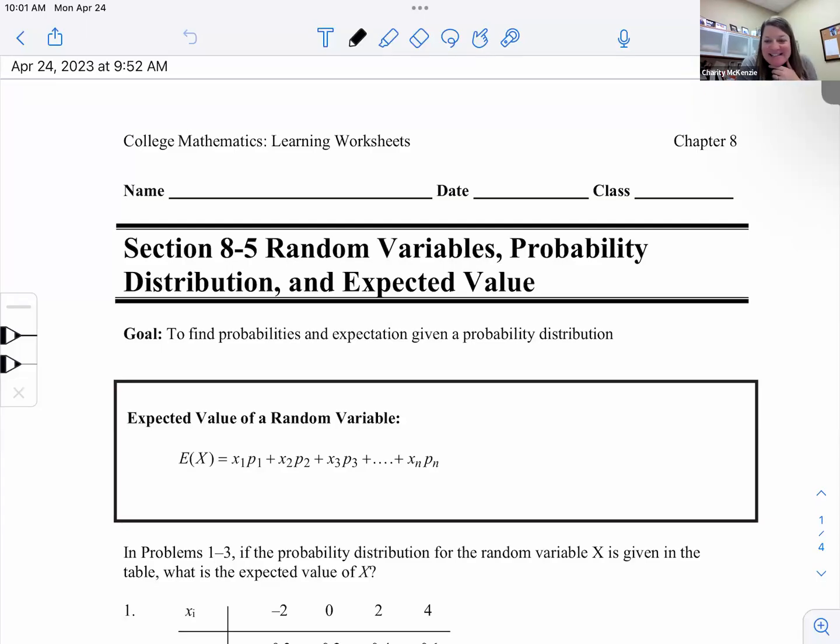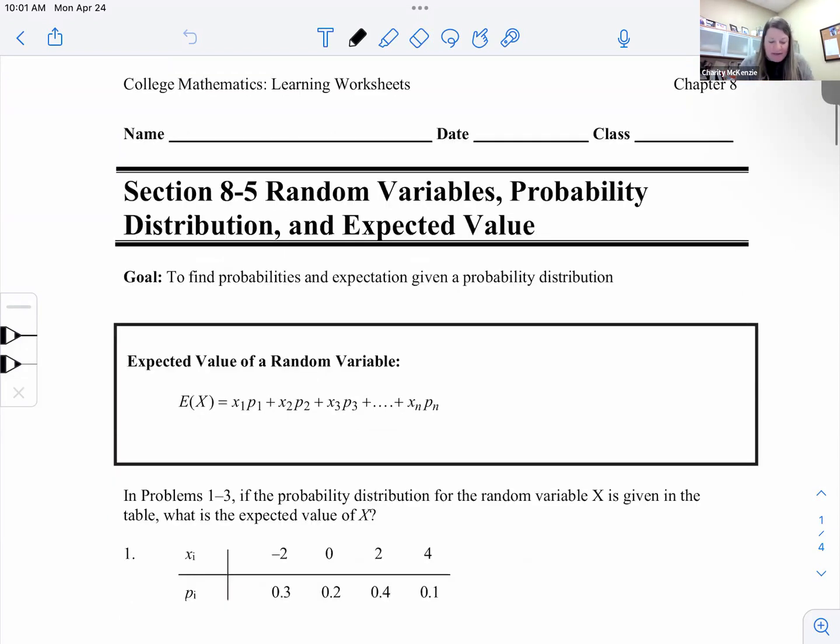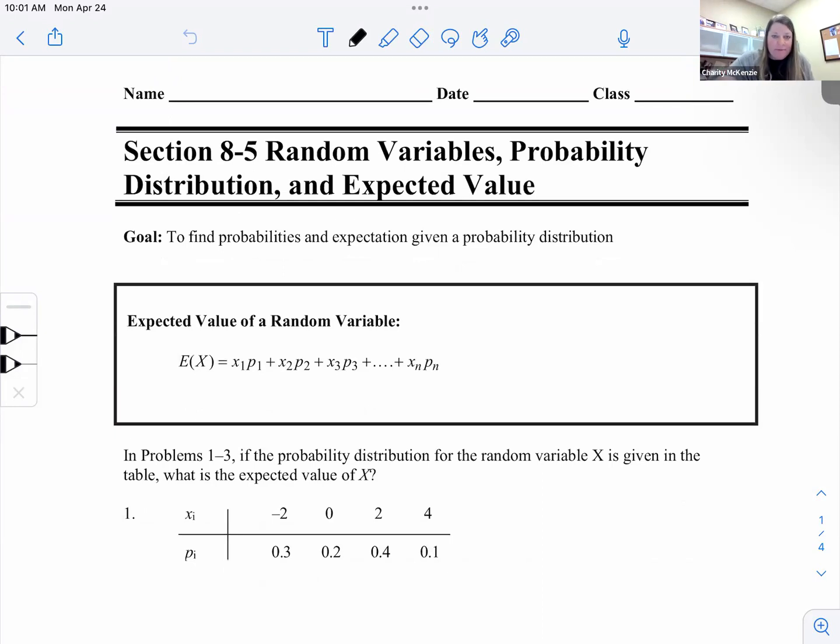All right, so this lesson is going to be on 8.5, and they call it random variables, probability distributions, and expected value. Really, expected value is our big idea. So if you look at this idea you have in front of you here, it's talking E of X, expected value.